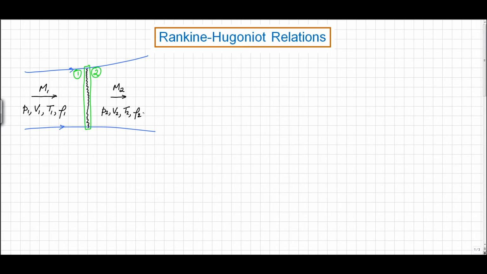So the first thing we need to do is make some assumptions. So the first assumption is going to be about the thickness of the shock effectively. What we're going to say is that A1, the area of this control volume upstream of the shock wave, is equal to A2, which is the area of this control volume immediately downstream of the shock wave. So basically, what we're saying here is that the shock wave is thin.